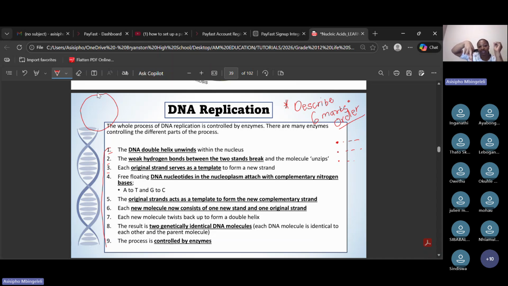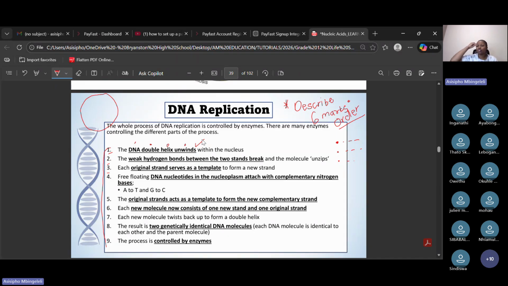But how do we phrase it? The DNA double helix unwinds. There is a tick. I need those 4 words to give you a mark. If there is a word that is missing, I don't give you a mark. That is our rule. That should be the rule at school. And that is the rule at the end of November at the marking center. If you don't mention the word DNA, you just say double helix unwinds, wrong. If you say DNA double-stranded unwinds, wrong. I need these 4 words for you to get that 1 mark.